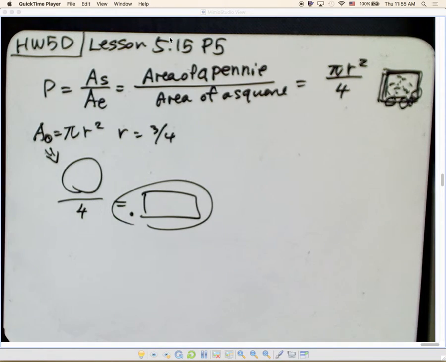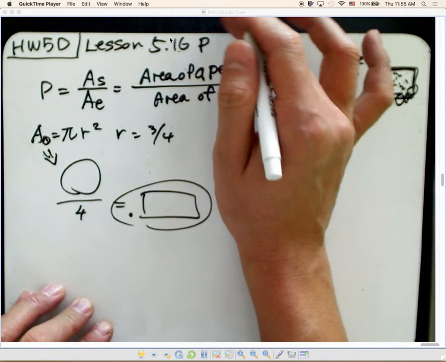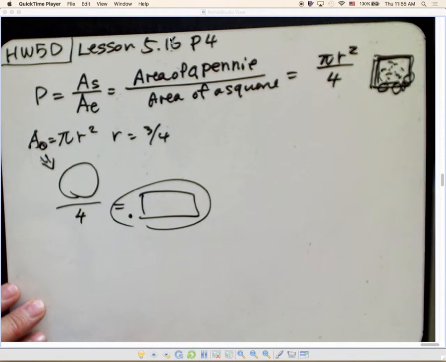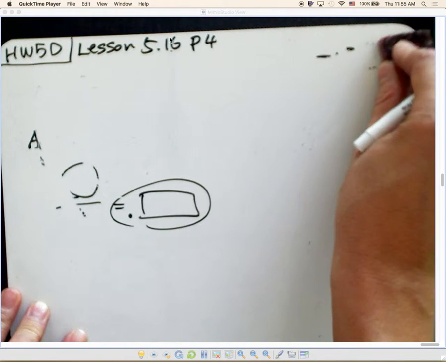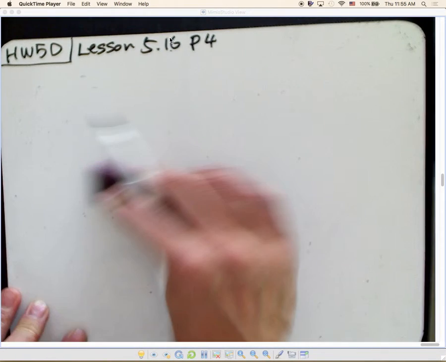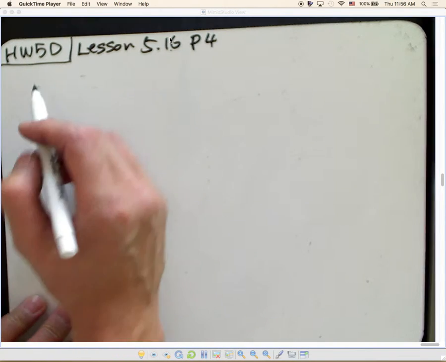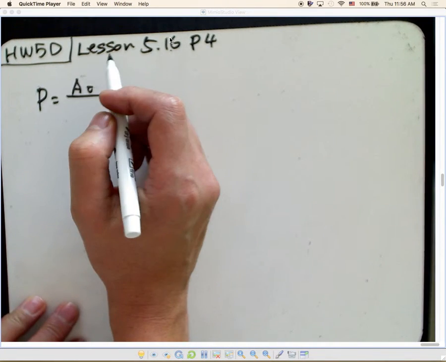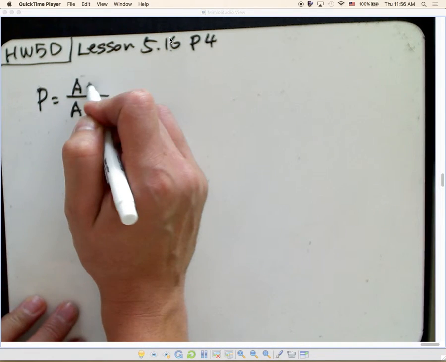Okay, let's go to lesson 5:16, problem number 4. Look at the figure below. The board's side length is 4 inches, and part A asks what's the probability of a tiny drop landing on the white square. Again, the probability is the area of the target all over the area of everything, the area of the board.